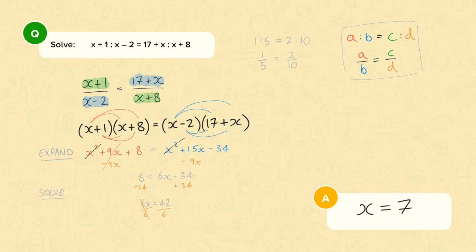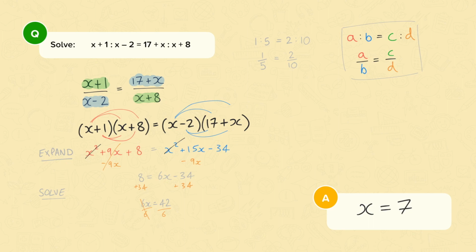Very well done if you got x equal to 7. Here's what you should have got. The left-hand side, when you expand that, you get x squared plus 9x plus 8. On the right-hand side, x squared plus 15x take away 34. Well, I can cancel out these x squareds, take them away from both sides. I can then subtract 9x from both sides. That leaves us with 8 equals 6x, subtract 34. Then I add 34 to both sides, so 6x is equal to 42, x is equal to 7.